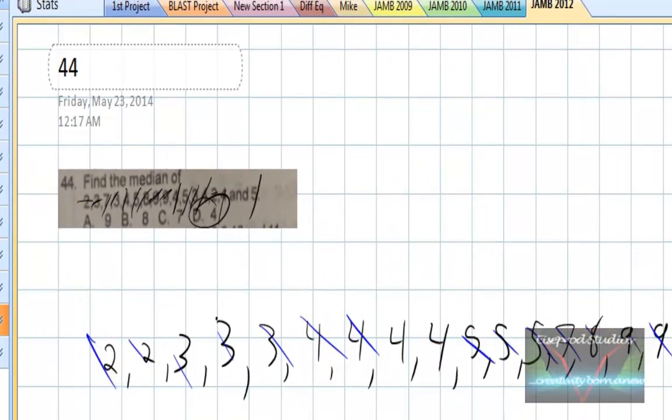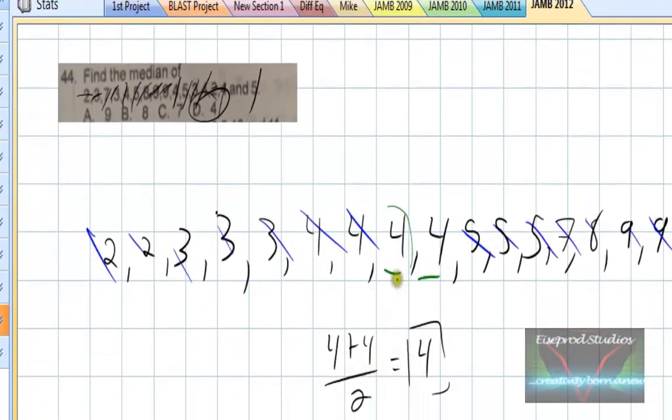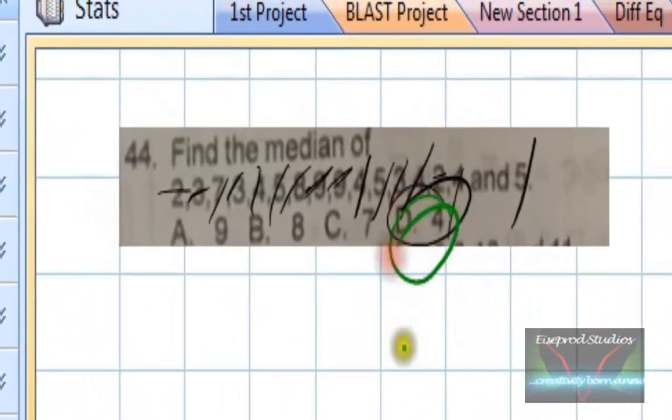To find the median, you're going to cross off one by one on each end until you reach the very center. Now, one of two things is going to happen when you reach the center. You're either going to reach just one number, and you know that that will be your median, or you're going to reach two numbers because you had an even set. So when that happens, you just average the two numbers. In this case, since they're the same number, the average ends up to be the number that we got for both of these. So the median is 4.